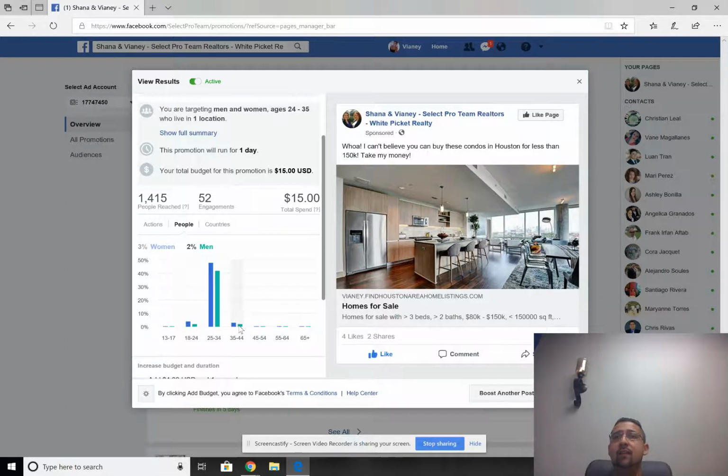So one thing that tells me is that it wouldn't necessarily be the worst thing to target an ad only at the women buyers.